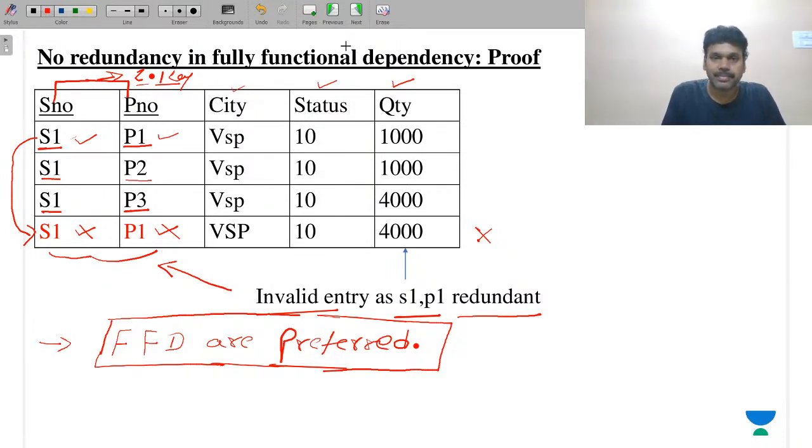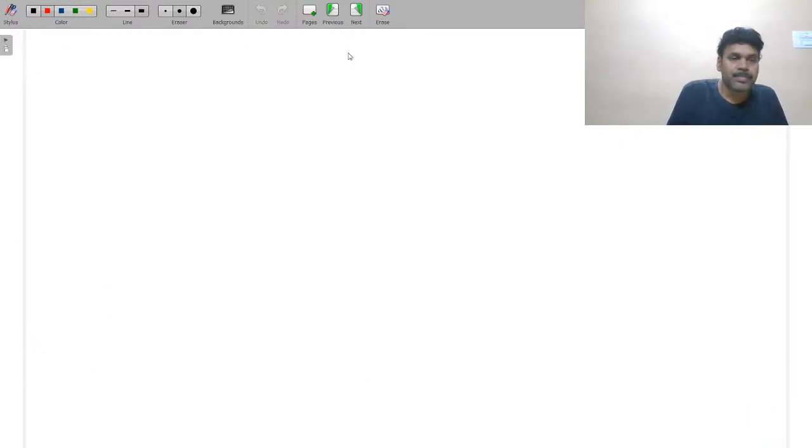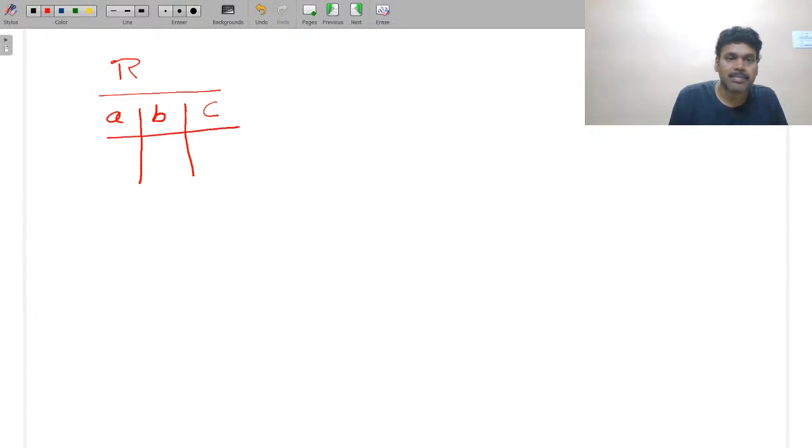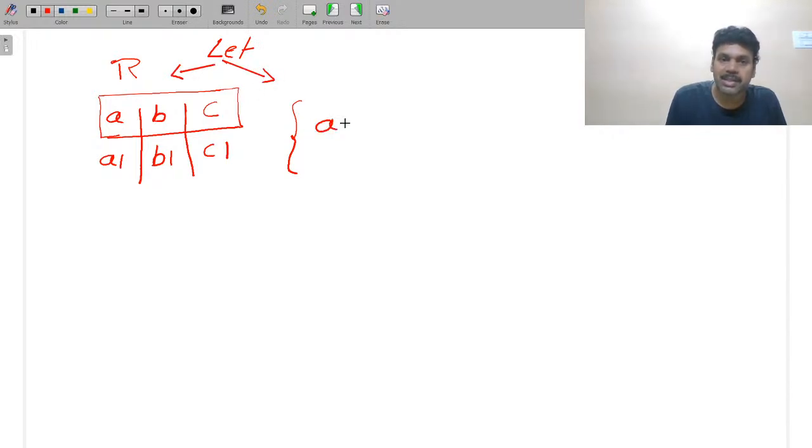Okay, friends. Now let us see one more example here. I'm saying there is a relation R which has three attributes, A, B and C. Now we have some tuple set A1, B1, C1 against these three attributes. And I am taking some functional dependencies here. These are all assumptions only.